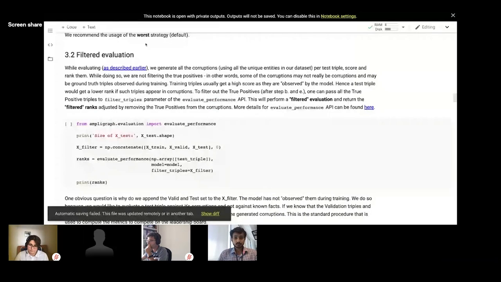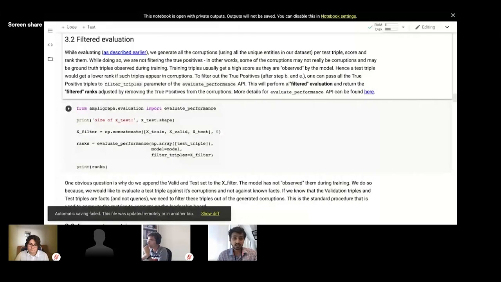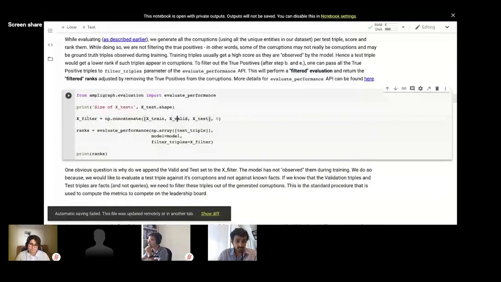So, as Luca mentioned, once you have these negatives, you filter out the true positive statements, right? This is what is called filtered evaluation. Because in the example that you saw, when you generate these negatives, you can have positives in that, like Carrie Fisher acted in Star Wars, right? That is not actually a corruption, but actually a true positive. So to remove that, we specify the filters, the true positive statements that were observed during training and that also may be facts.